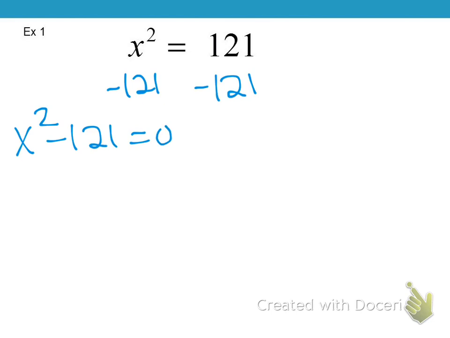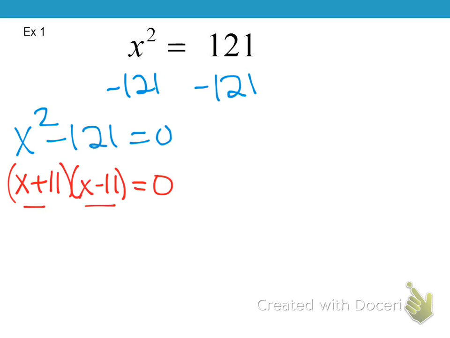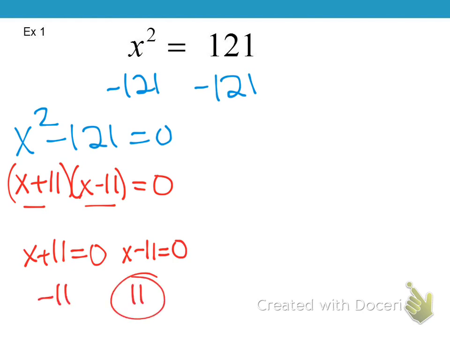And then you do square root, like the ones we were just doing. It's a difference of squares, so you do x plus 11, x minus 11, set them both equal to 0, and you get x equals negative 11, x equals positive 11. Does everyone agree with this method?